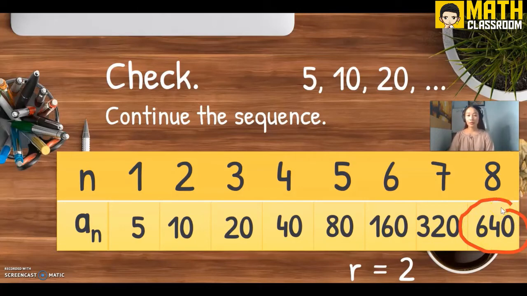So from our solution and from our checking using this table, we got the correct value of our 8th term, which is 640.